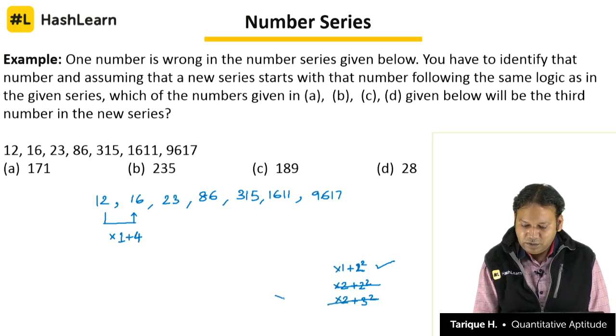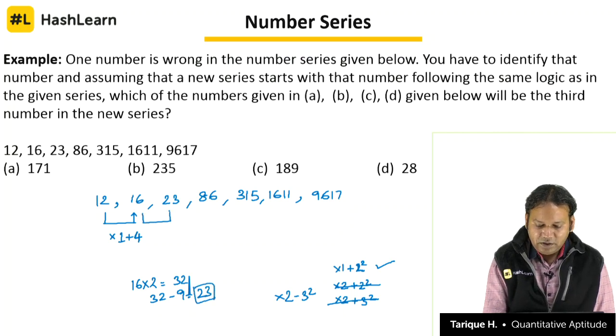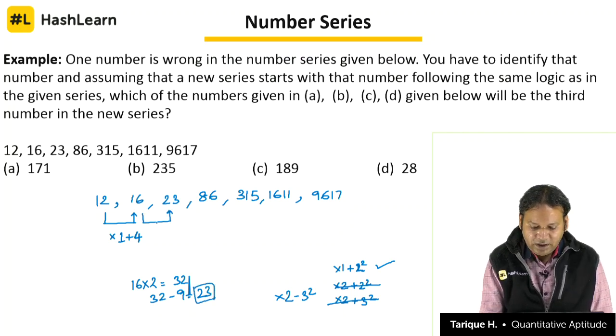What if we do into 2 minus 3 square? 16 into 2 is 32, and 32 minus 9 is 23. So this looks like a better approach here. Into 1 plus 2 square, 23 into 2 minus 9. So next one should be into 3. So we have 2 square here, we have 3 square here, so we will have 4 square here.